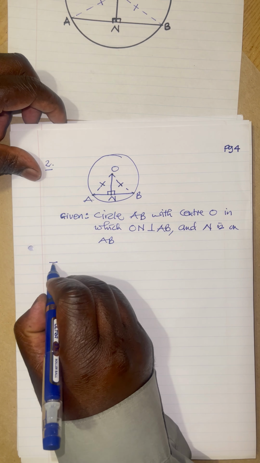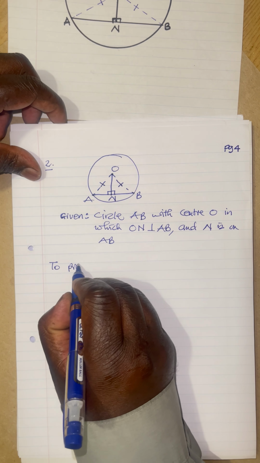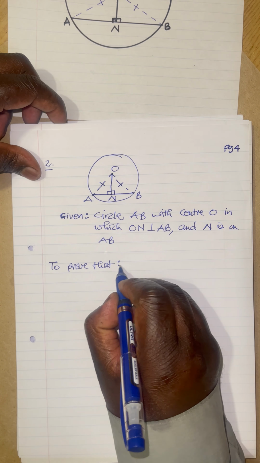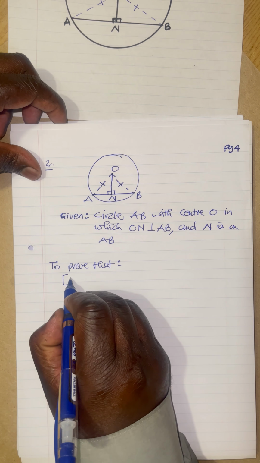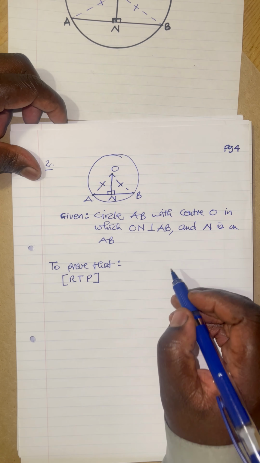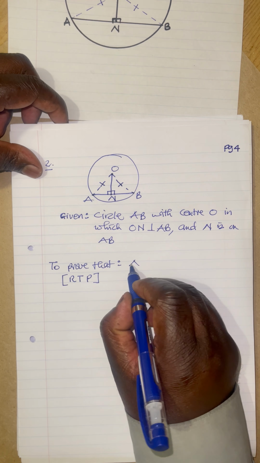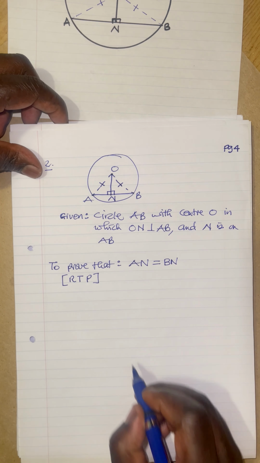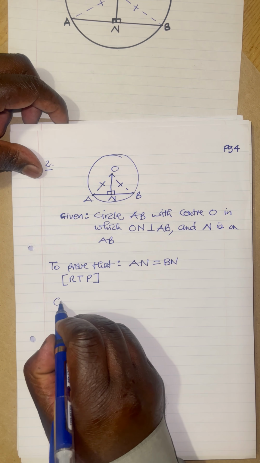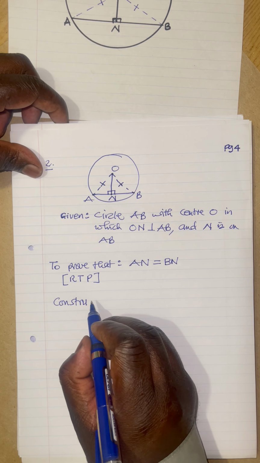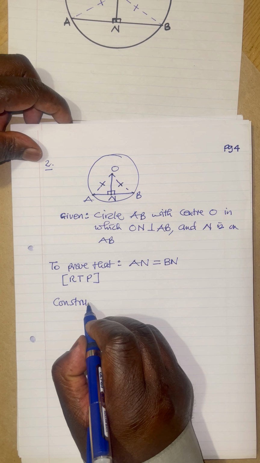To prove, or required to prove, some people say required to prove. What are we required to prove? Well, we're required to prove that AN this time equals BN. This is what we're required to prove. Do we need construction? Yes. Not all theorems need construction, but these two need construction. The first one and this second one.